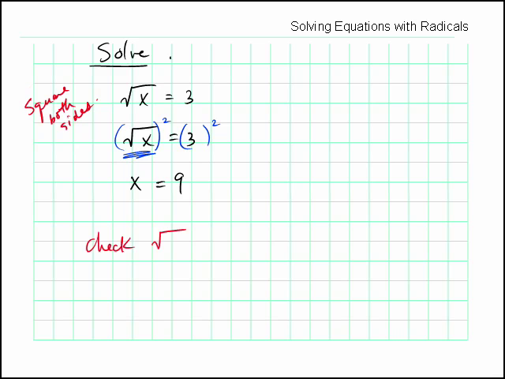Plugging 9 in to the original equation, is the square root of 9 equal to 3? And that answer is yes, so it works. And so our solution is 9.